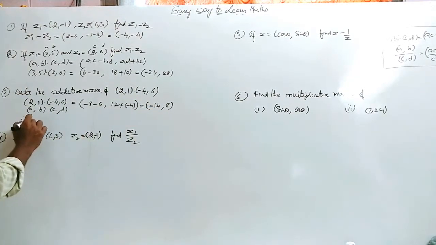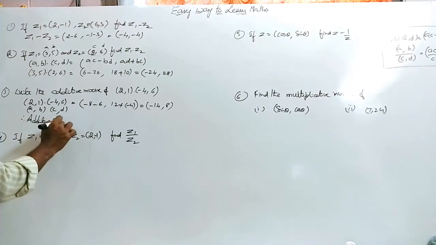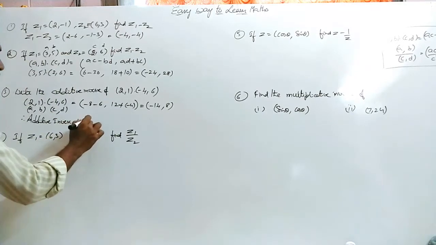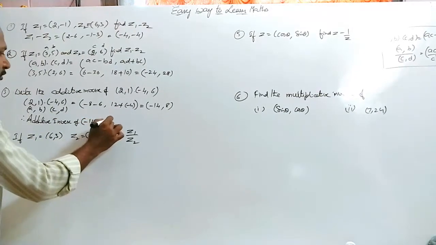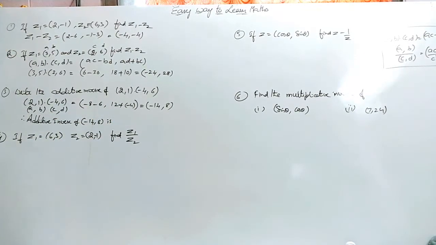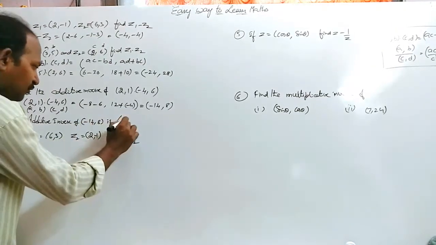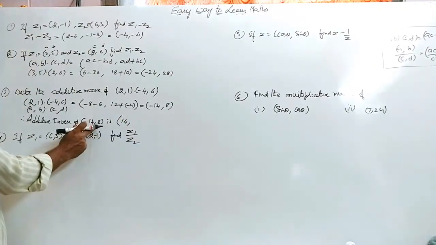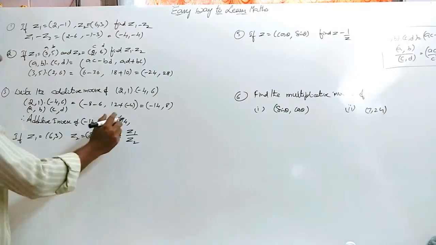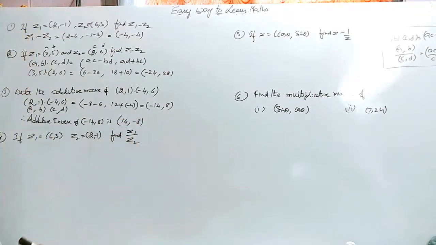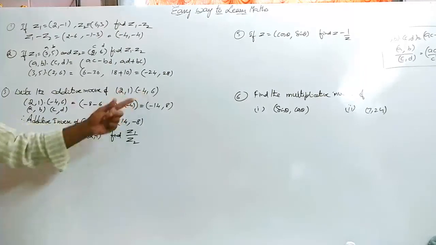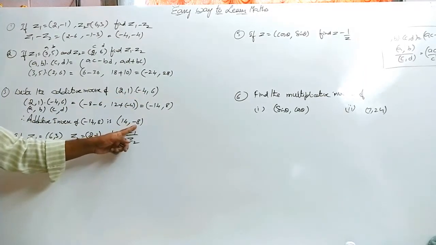Therefore the additive inverse of (-14, 8) is, to find the additive inverse, we just need to change the signs of both the real part and the imaginary part. Here the real part is -14, that's why it becomes +14, and the imaginary part is 8, that's why it becomes -8. Therefore the additive inverse of this is nothing but (14, -8).